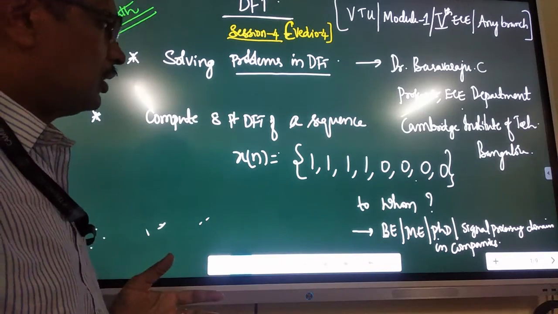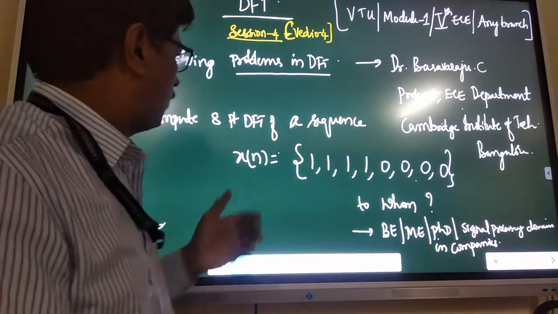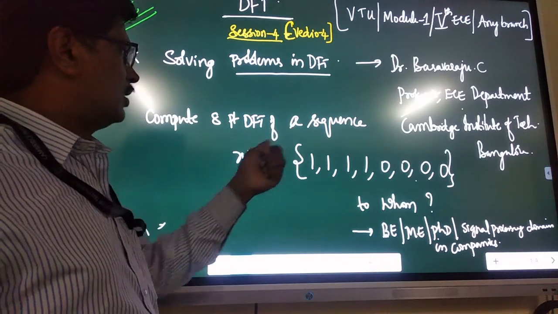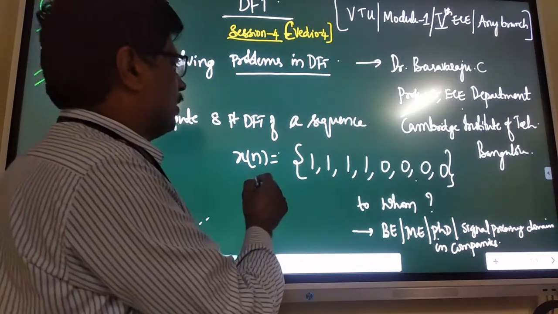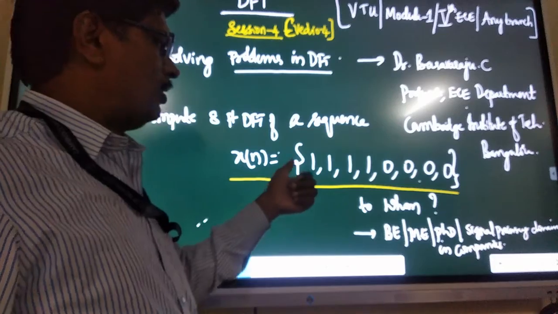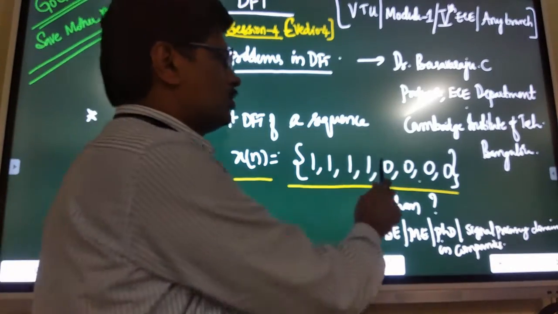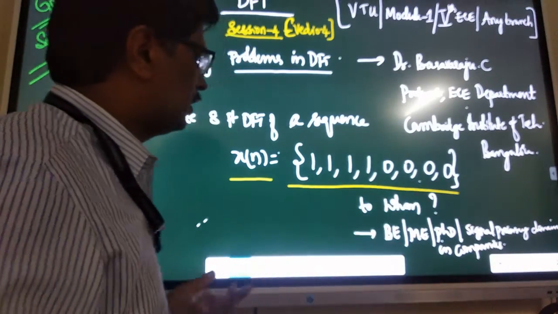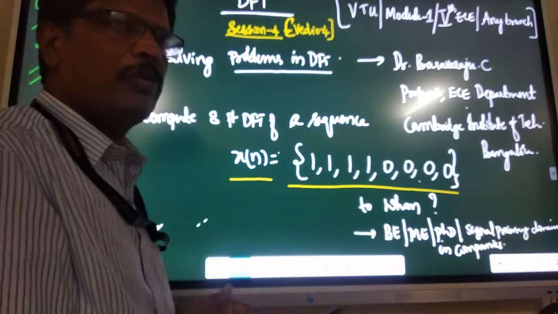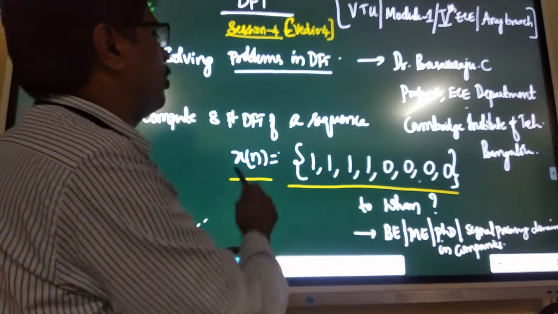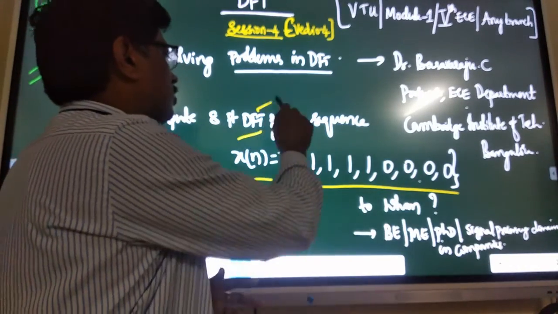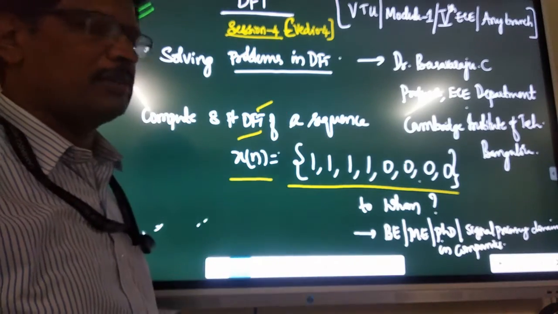They will give you, for example, compute the 8-point DFT of a sequence. How to get the DFT for this time domain sequence x of n equal to, let us say, 1, 1, 1, 1, 0, 0, 0, 0, for example, an 8-length sequence. How to convert this time domain 8-length sequence into frequency domain samples. 8 samples I need, right?